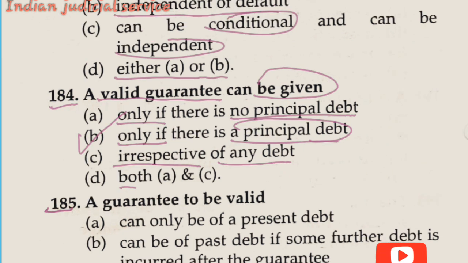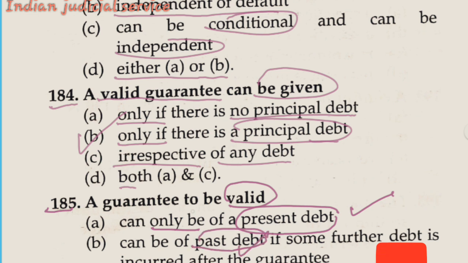Now question number 185, a guarantee can be valid. Option A, can only be of a present debt. So it is related to the guarantee being valid for present debts. Yes, it is a correct statement here. Now option B, can be of past debt. Yes, it is also correct here because the guarantee can be given for past debts also if some further debt is incurred after the guarantee. So this statement is also correct here according to the question.